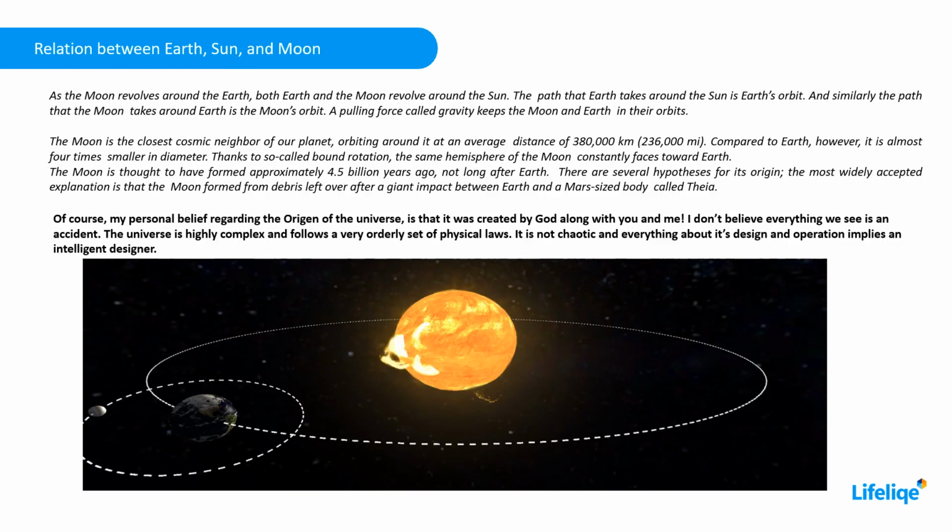Relation between Earth, Sun, and Moon. As the Moon revolves around the Earth, both Earth and the Moon revolve around the Sun. The path that Earth takes around the Sun is Earth's orbit, and similarly, the path that the Moon takes around the Earth is the Moon's orbit. A pulling force called gravity keeps the Moon and Earth in their orbits.